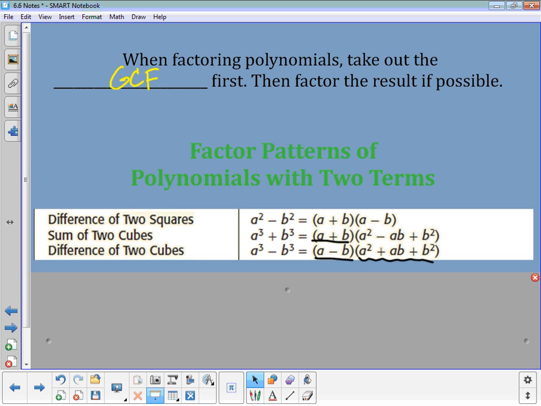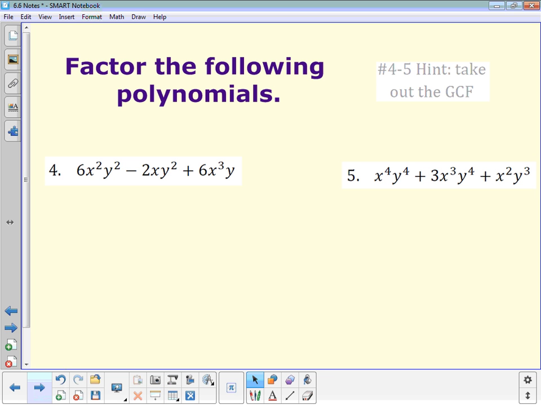I'm going to take a look at number 4. In number 4, it says factor out the GCF. We want to factor the following polynomials, and in number 4, they're giving us a hint here that we're just looking for a GCF. So if I take a look at these three terms and I look for a GCF, I notice that 2 divides out of all of my numbers, so I know that 2 is part of my GCF. I also notice that here I have an x squared, there I have an x, there I have an x to the third. So the biggest one that I can take out, or the greatest common factor, is an x.